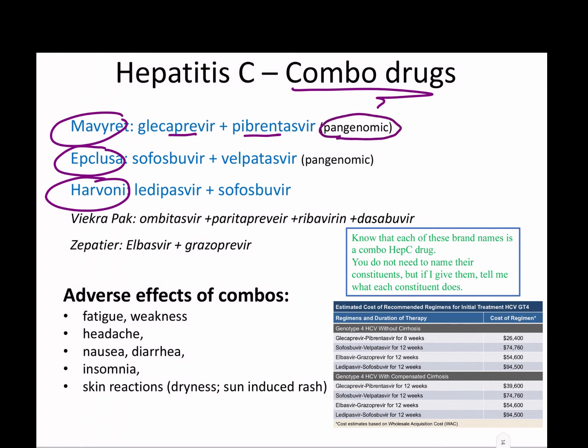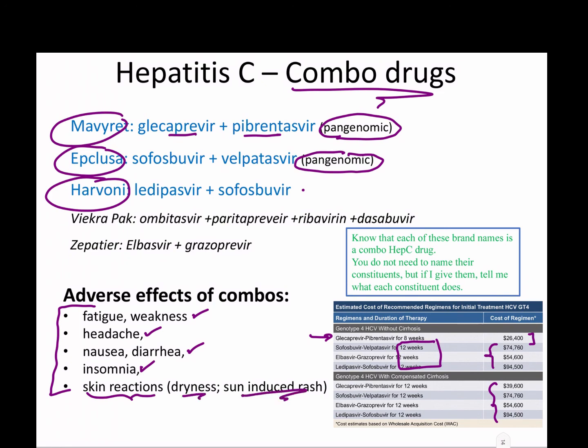Here you'll notice that this says pangenotypic, so that means that these 2 combos are going to be effective against multiple strains of Hep C, whereas Harvoni is more limited. To really get rid of Hep C, patients need to be treated for quite a long time. Most of the treatments last for 12 weeks, and for a 12-week treatment, it costs from $30,000 to $100,000. That new Mavyret only takes 8 weeks, but it's still quite expensive. So the adverse effects of the combination drugs are going to be fatigue and weakness, headache, nausea and diarrhea, insomnia, and sometimes skin reactions, in which the skin can be dry or you can get a sun-induced rash.